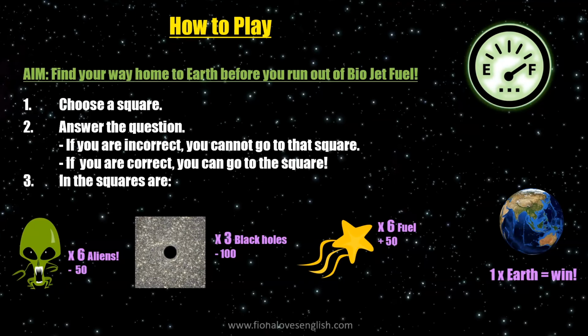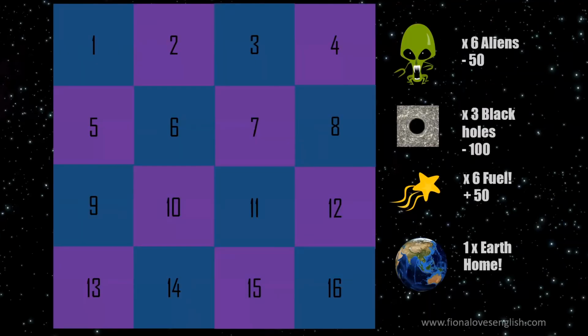So if you're playing just with one student, they would just choose a square, answer a question, and then go to it. You would continue doing that until they either run out of biojet fuel, and then they're lost in space forever, or they find Earth and win. If you've got a group of students, you can divide them into teams and have them take turns to see who can find their way home. Whoever can wins, and the other team will be forever lost in space.